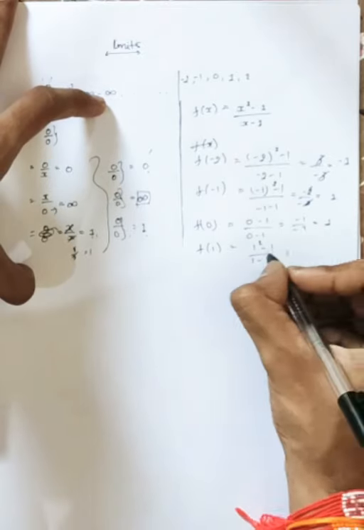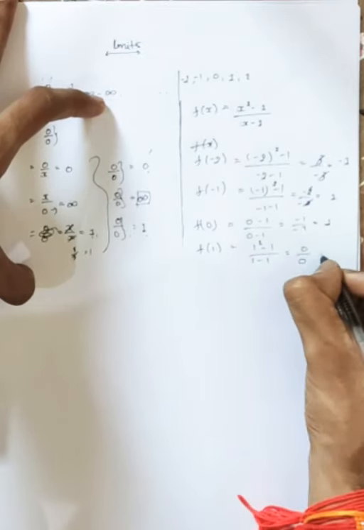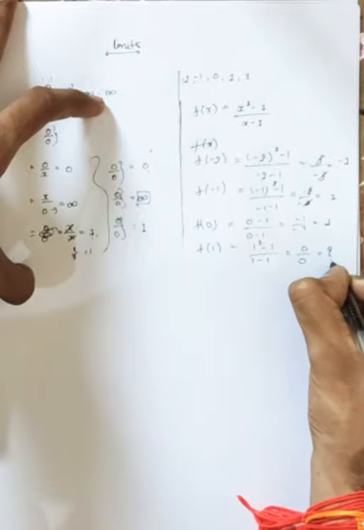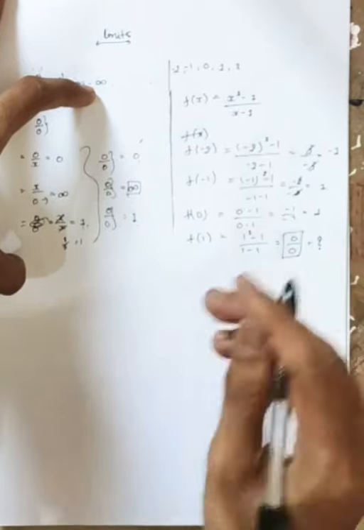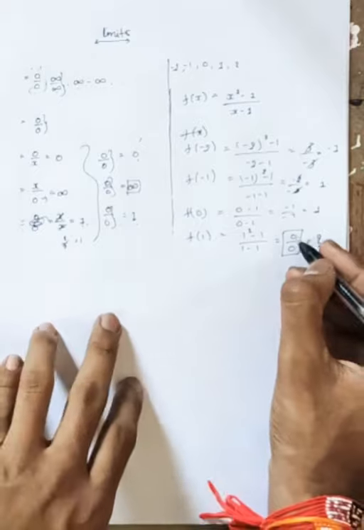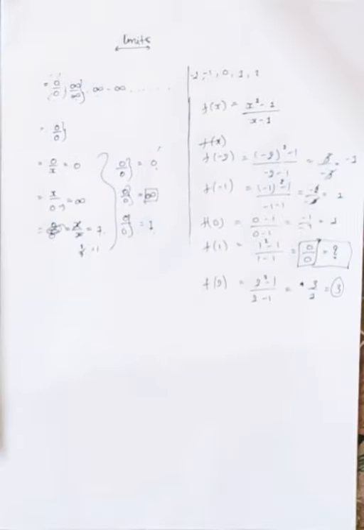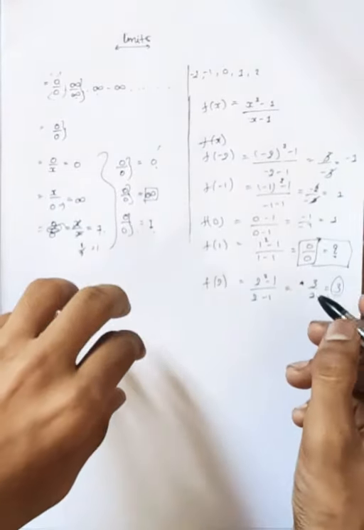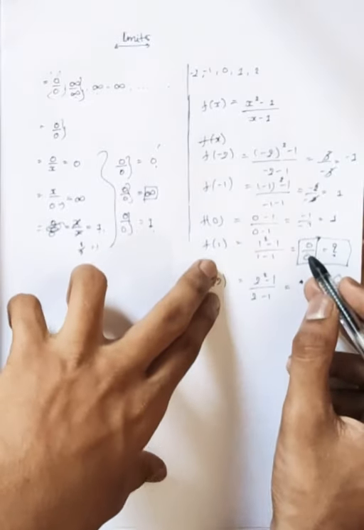Now see, here it is 0 upon 0. So here we got an indeterminate form. For 1 it has given us an indeterminate form.